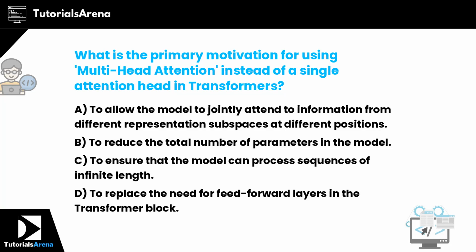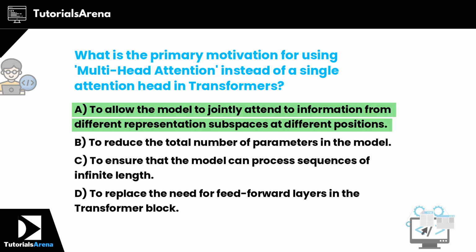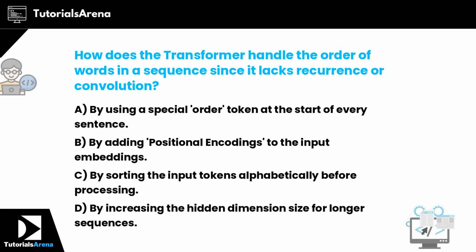What is the primary motivation for using multi-head attention instead of a single attention head in Transformers? The correct answer is option A, to allow the model to jointly attend to information from different representation subspaces at different positions. How does the transformer handle the order of words in a sequence since it lacks recurrence or convolution? The correct answer is option B, by adding positional encodings to the input embeddings.